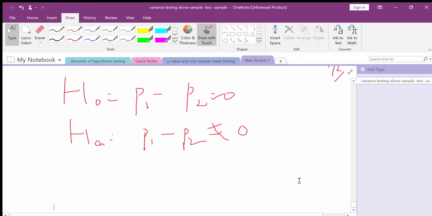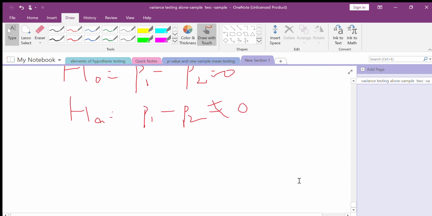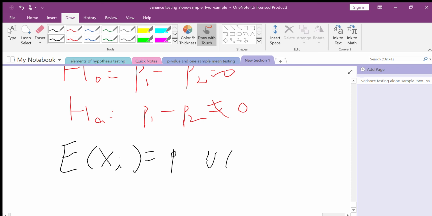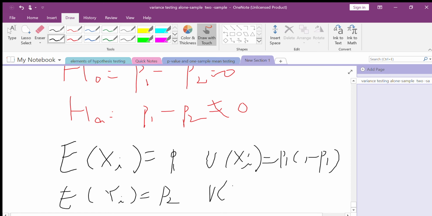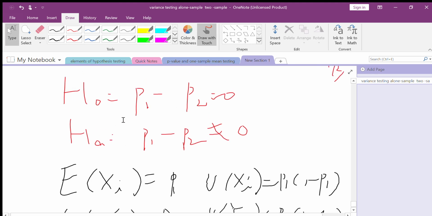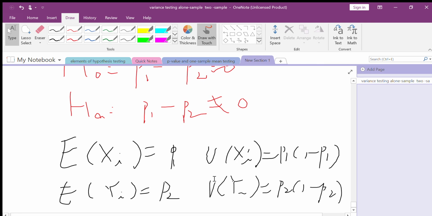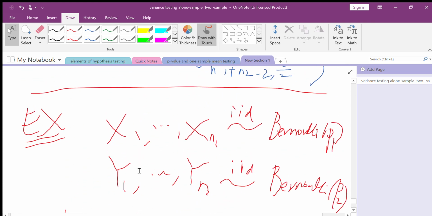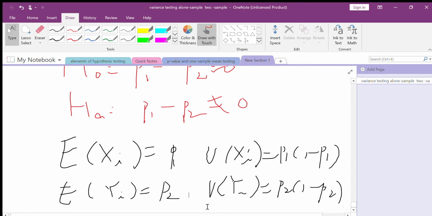Why do I say that it is a two-sample mean testing? Let's recall. The expectation of Xi is p1, the variance of Xi is p1 times 1 minus p1, the expectation of Yi is p2, and the variance of Yi is p2 times 1 minus p2. So this hypothesis tests p1 and p2. Since p1 and p2 are means of those random variables, this is a two-sample mean testing.